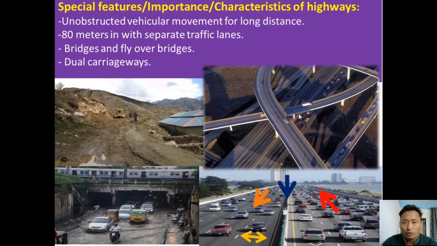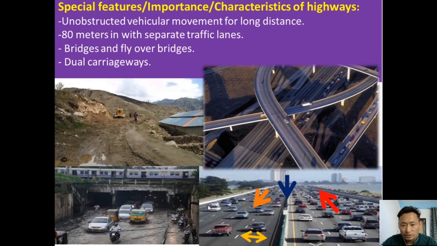We have more flyovers and subway bridges, so we can drive a particular vehicle at the maximum speed in order to cover a long distance. So that is called unobstructed vehicular movement. Because of this, on this road we have more flyovers and subway bridges, and this road is 80 meters in width with separate traffic lanes.